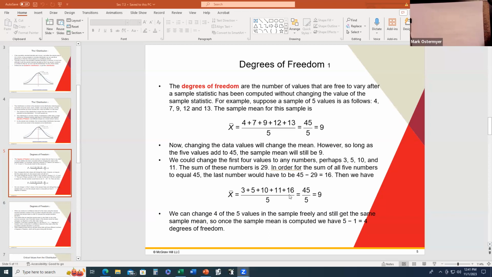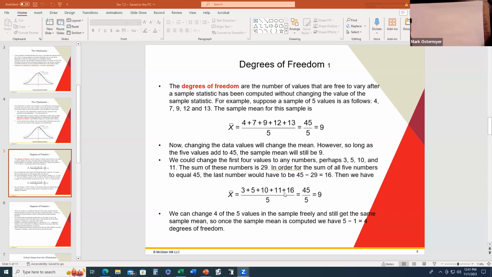So for that reason here, our sample size was of size 5. We would say that we have 4 degrees of freedom, 5 minus 1 or 4 degrees of freedom, in enabling our sample mean to be the same, regardless of whether we change the first 4 values of our data set here.